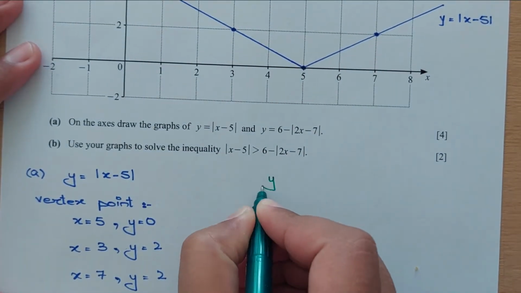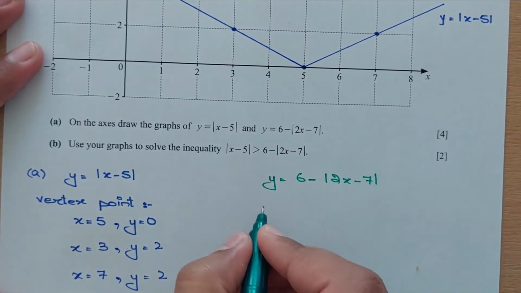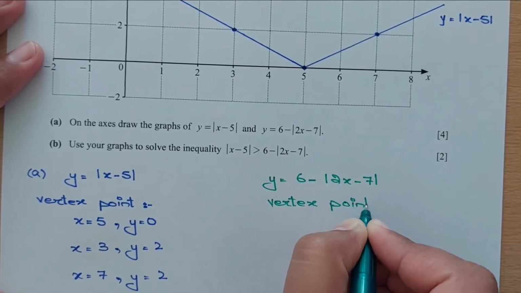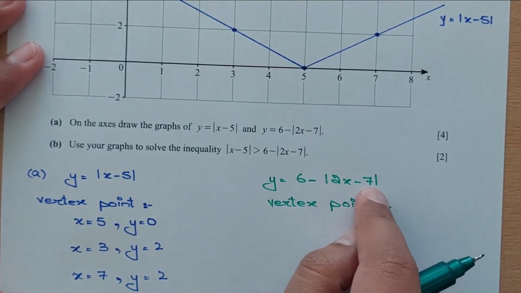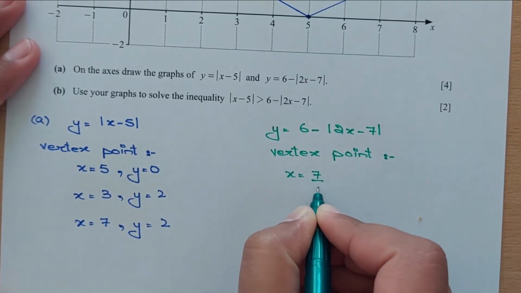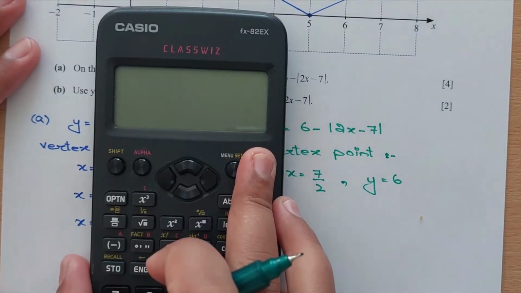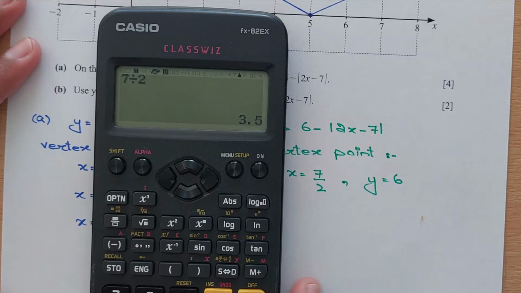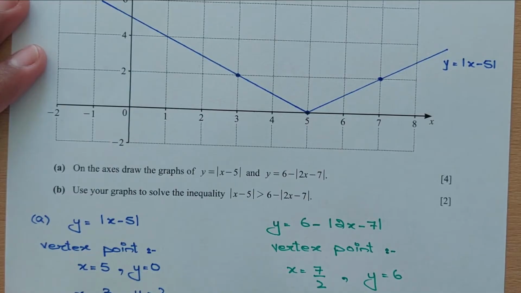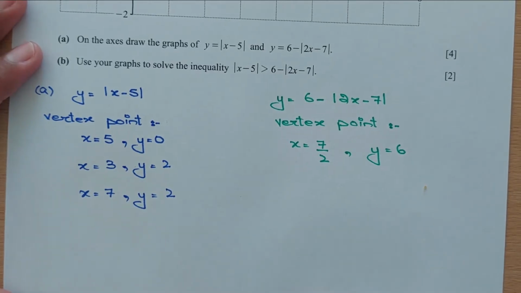We have the second function y equals 6 minus absolute of 2x minus 7. So first thing is the vertex point. The vertex point is found when we set the expression under the absolute sign equal to 0. So from here x is equal to 7 by 2, and when x is 7 by 2, the y value is equal to 6. What is 7 by 2? 7 divided by 2 in decimal is 3.5. Between 3 and 4 we have 3.5, 7 by 2, and the y value is 6. So this point is the vertex point of this function.